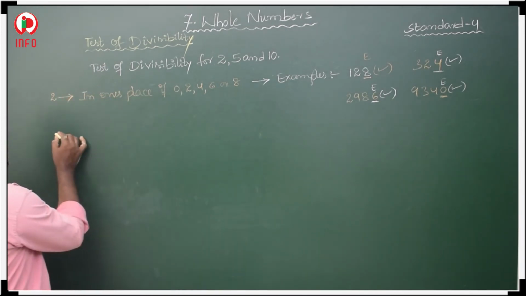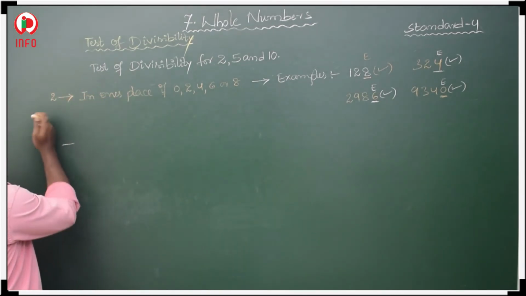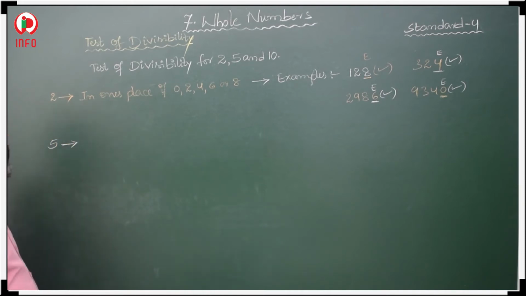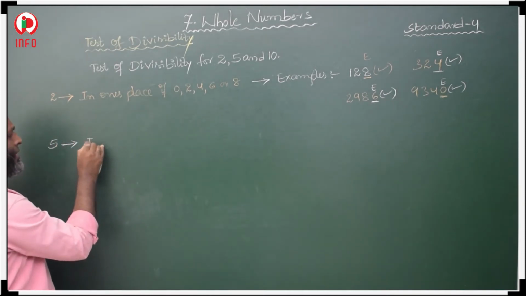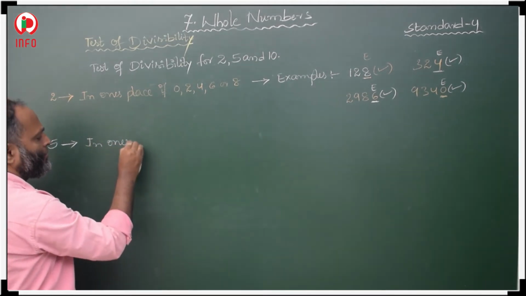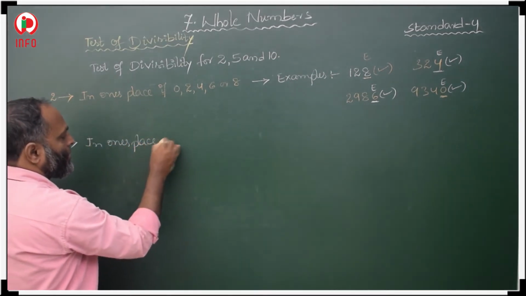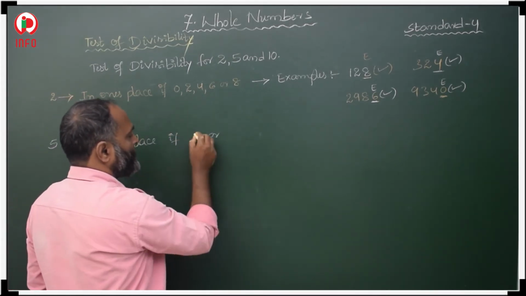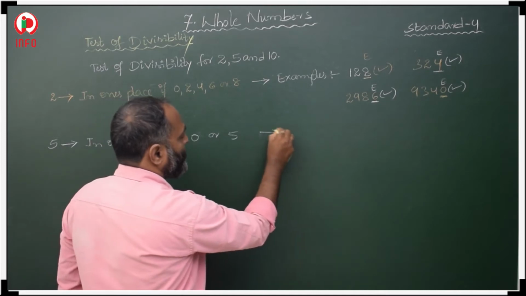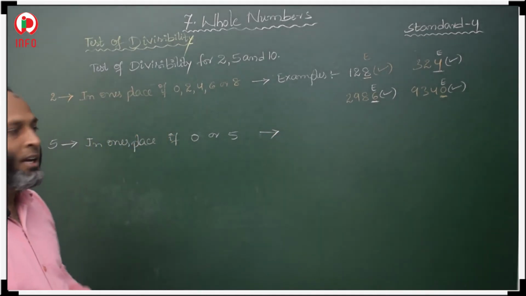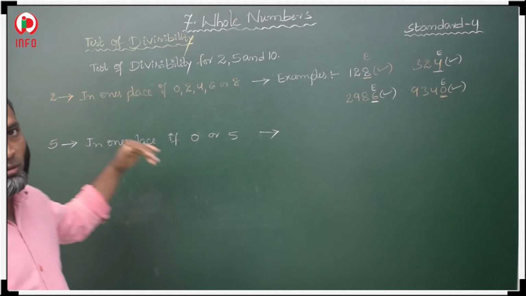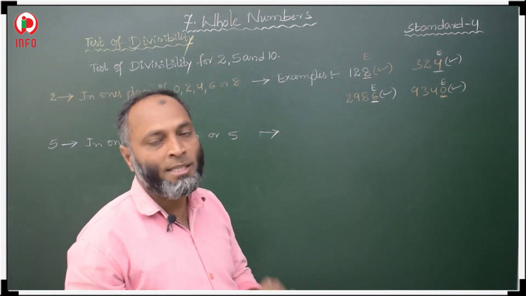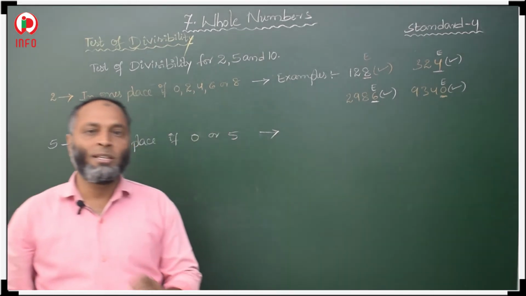Next, for 5 here. What is the condition for 5? In ones place, if 0 or 5 is there, then that number is divisible by 5. If in the ones place of the given number 0 or 5 is there, then that number is divisible by 5.